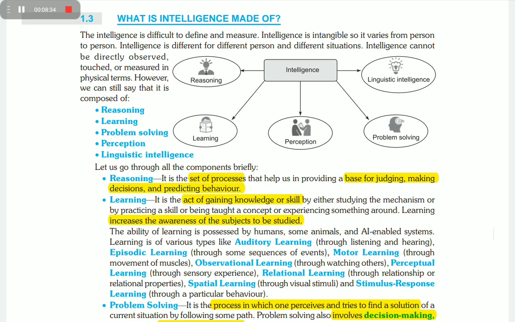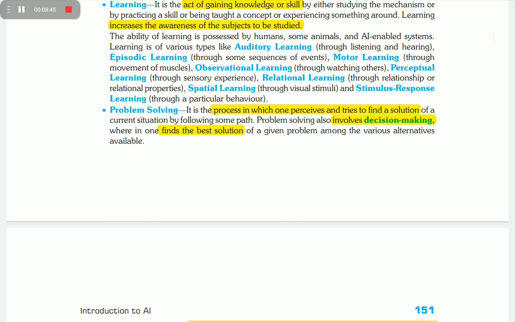Learning increases the awareness of the subjects to be studied. So, there are various types of learning. Auditory learning, which we learn through listening and hearing, like audios. Episodic learning through some sequences of events. Motor learning through movement of muscles. Observational learning through watching others, like watching her mom do the household chores, etc.